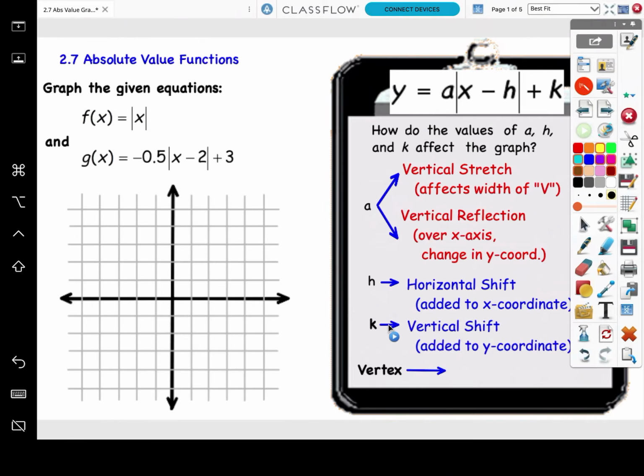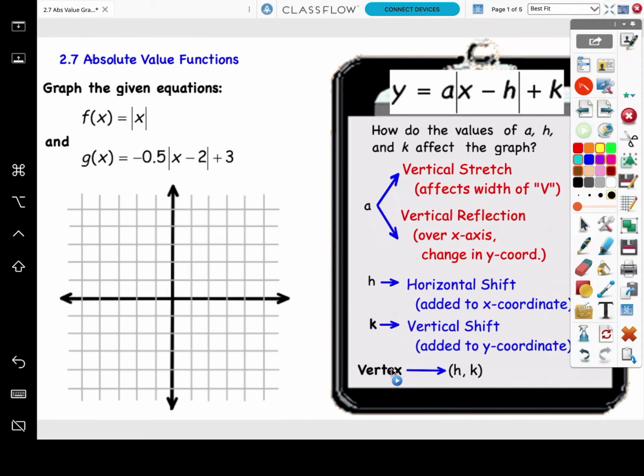And k out there on the end is called a vertical shift. It moves things up or down, and vertical shifts are nice. If they're positive 3, you move up 3. If they're negative 3, you move down 3. So the vertical shifts, I think, are easier than the horizontal ones. And the last thing, vertex, is pretty important. Our absolute value functions all have that nice little point where they originate from, and the vertex is going to be that (h, k) value.